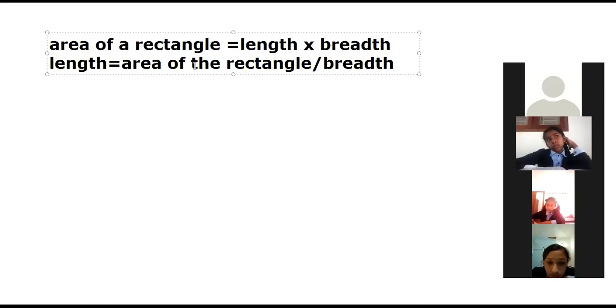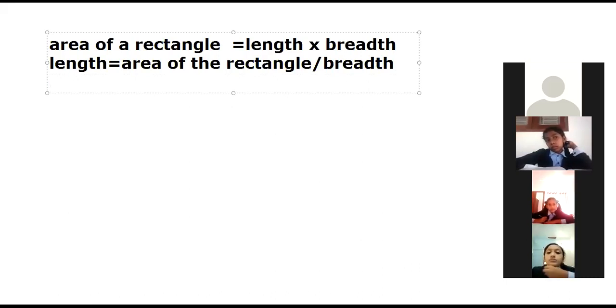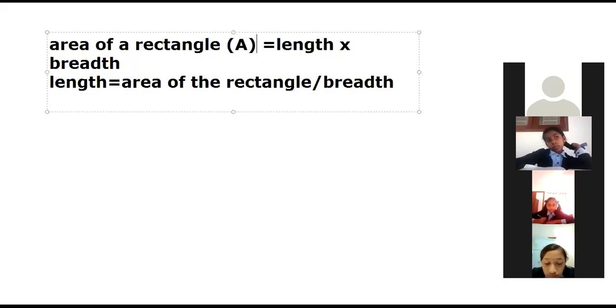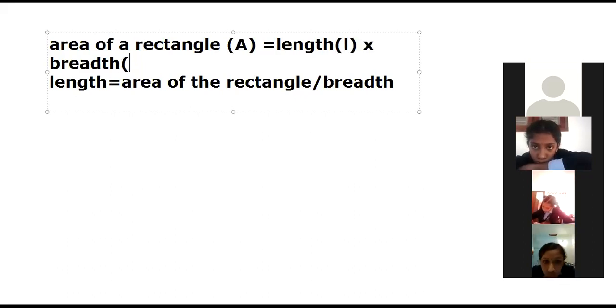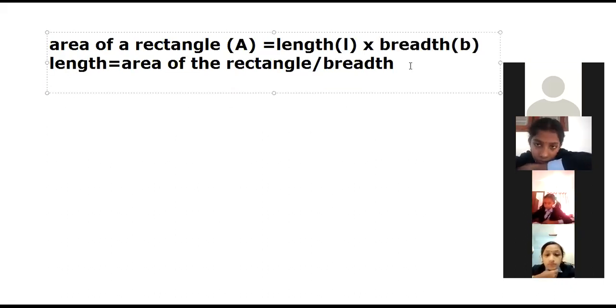Clear? Suppose area of a rectangle is denoted by capital A, length by small letter L, and breadth by B. We are using capital A to denote the area of the rectangle, L the length, and B the breadth. Then the length of the rectangle will be equal to area divided by breadth, because area and breadth will be given in the question.